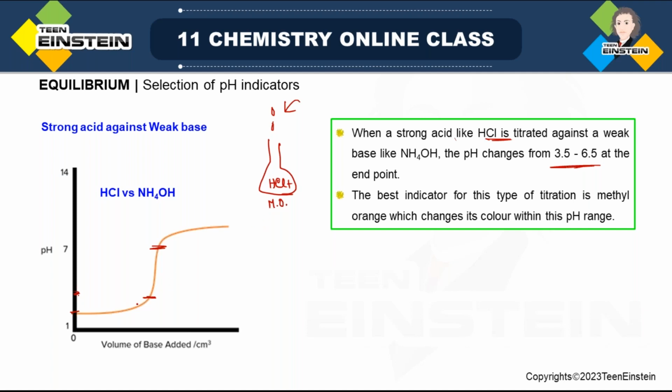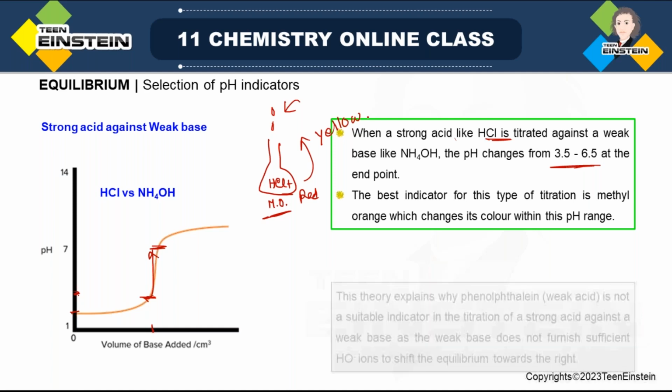When the pH reaches this point, within 1 drop of base there will be a drastic change in pH. The methyl orange, first showing red color, drastically changes to yellow when you add 1 drop of NH4OH. And then you stop the titration process. The steep rise range is 3.5 to 6.5. That is why we cannot take phenolphthalein.